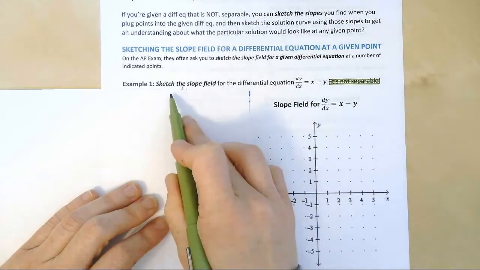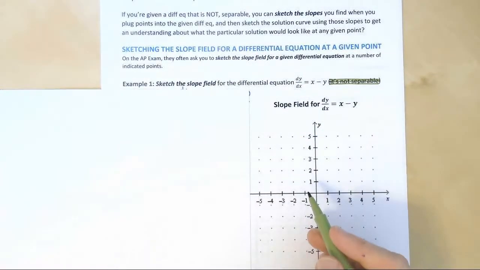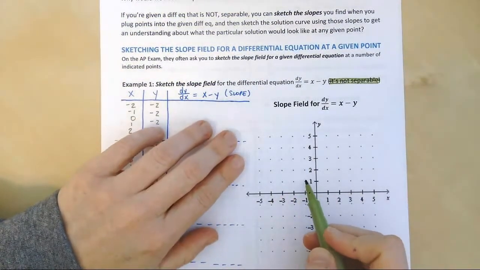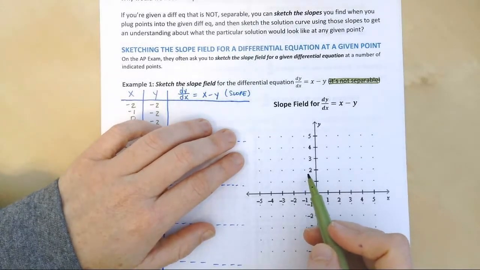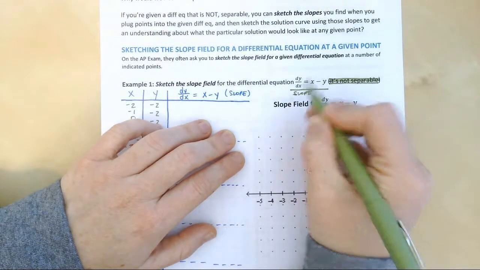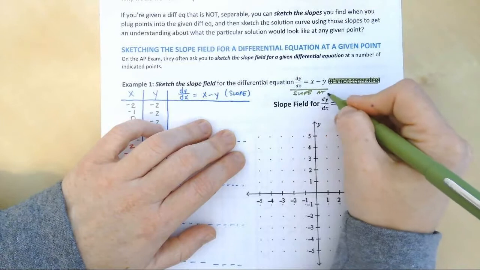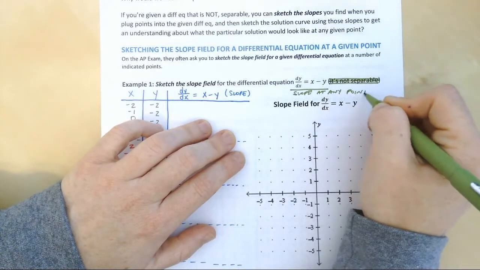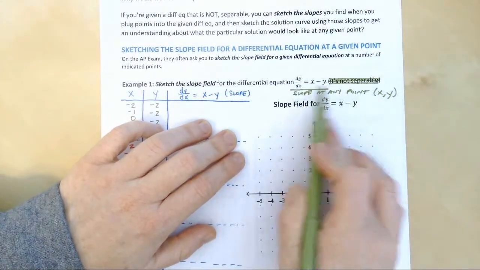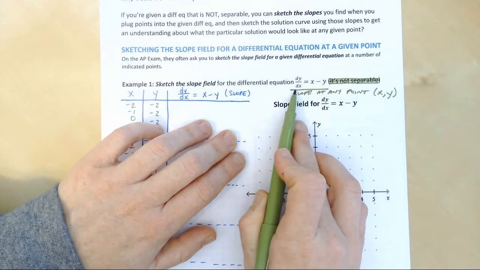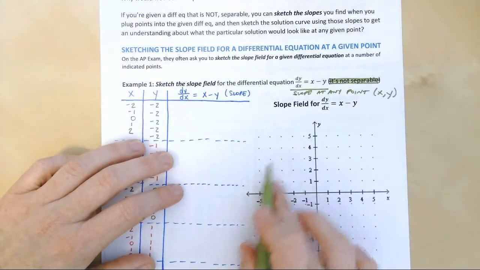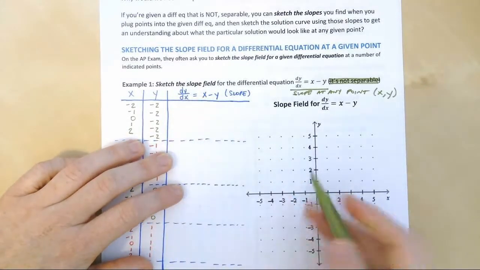So we need to sketch the slope field. Let's talk about what that really means. That means we need to sketch the slopes. Well, what is the slope? Where do we get the slopes from? This is the slope at any point (x, y). We could plug in a point, x and y, and we would get dy/dx. That would be the slope. So we need to sketch individual slopes for each point that the AP exam indicates or asks us about.